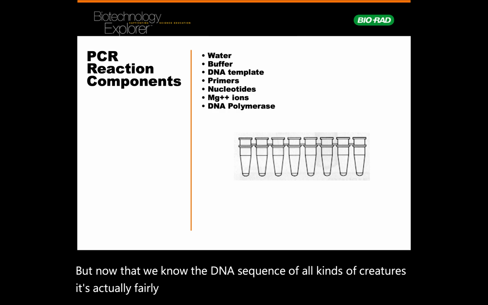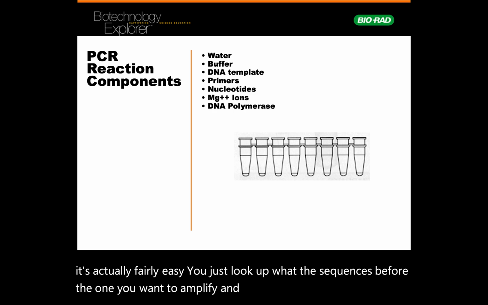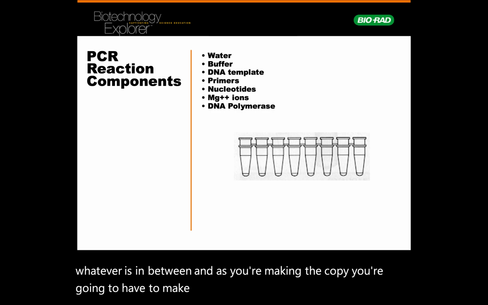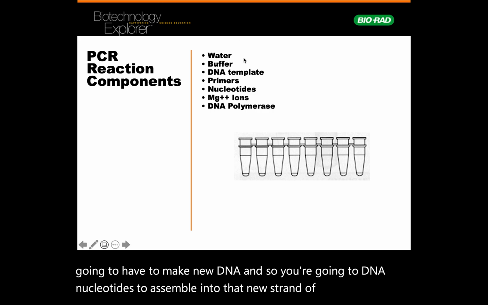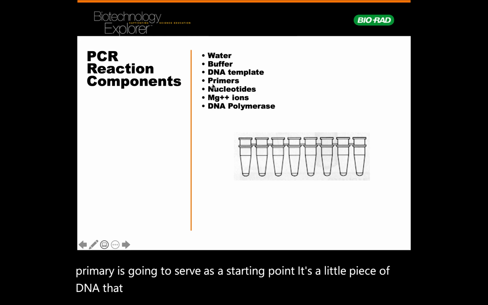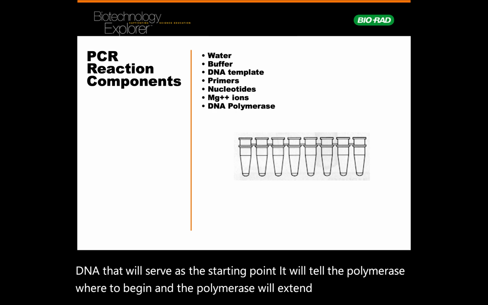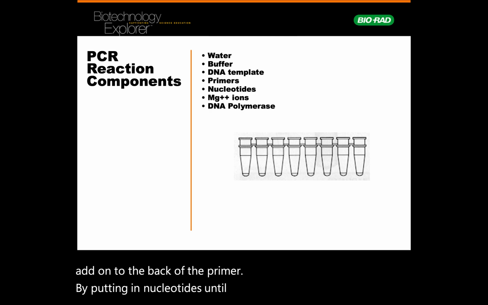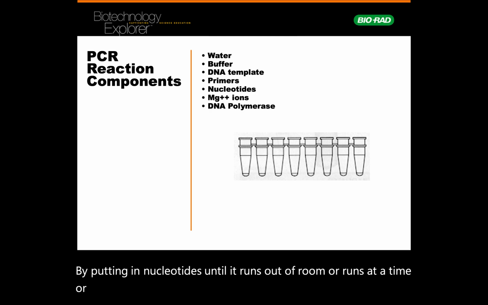You just look up what the sequence is before the one you want to amplify and after, and then you can copy whatever is in between. And as you're making the copy, you're going to have to make new DNA, and so you're going to need DNA nucleotides to assemble into that new strand of DNA. So the primer is going to serve as a starting point. It's a little piece of DNA that will tell the polymerase where to begin, and the polymerase will extend the primer. It'll add on to the back of the primer by putting in nucleotides until it runs out of room or runs out of time, or enough of its magnesiums fall out that it just gives up and falls off.